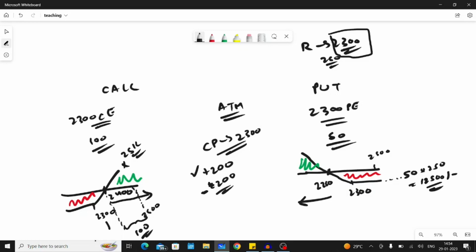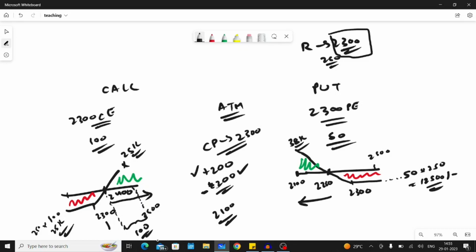Now let's see what will happen when the price comes down by 200 rupees. In that situation, the price will be 2100 rupees, right? So the call option buyer will have a loss of 100 rupees into the lot size of 250. So the call option buyer will make a loss of 25,000, whereas the put option buyer will make a profit of, this is 21,000, right? So he'll make a profit somewhere around 38,000.